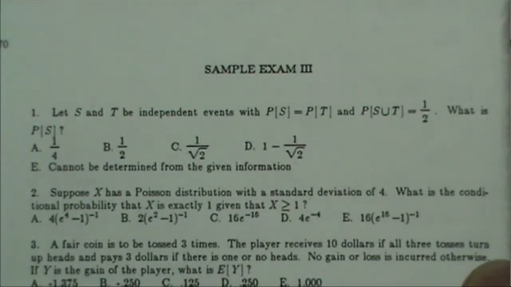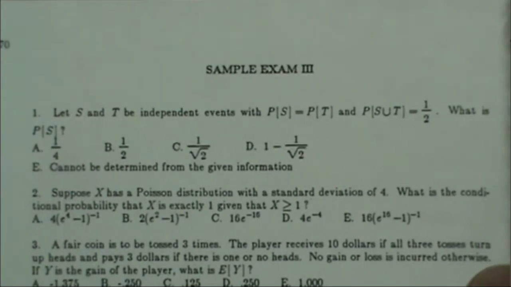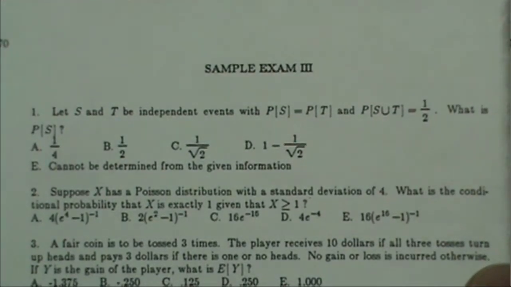Sample exam 3. Let S and T be independent events with the probability of S equal to the probability of T, and the probability of S union T is 1/2. What is the probability of S?